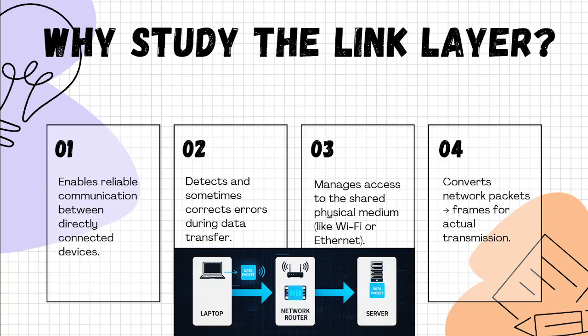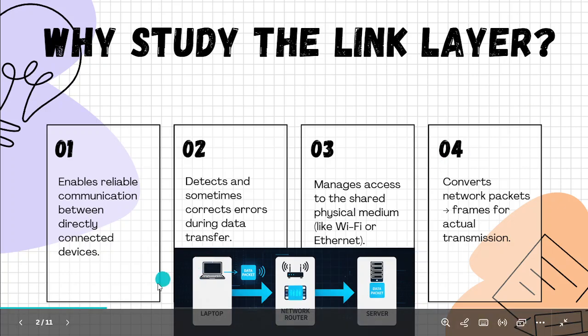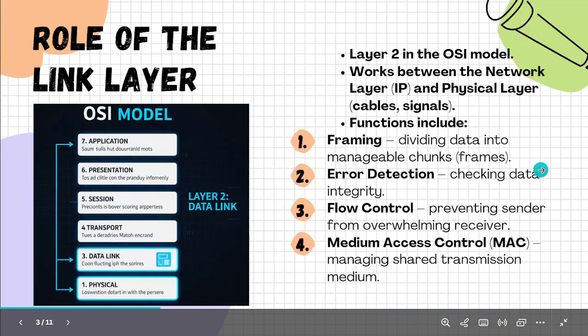It ensures error-free delivery between two directly connected devices like your laptop and your Wi-Fi router. Without a link layer, even a small error in a single bit could completely change the message being sent. So this is basically how the study of the link layer works. Let's move on to the next one.